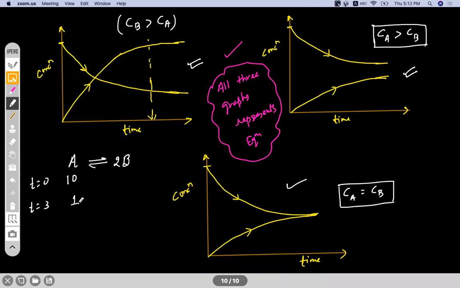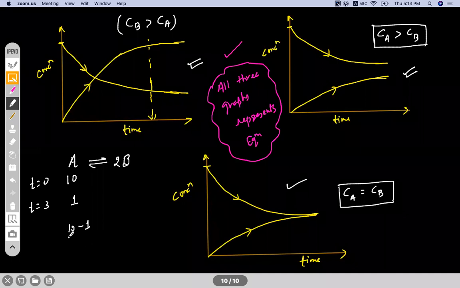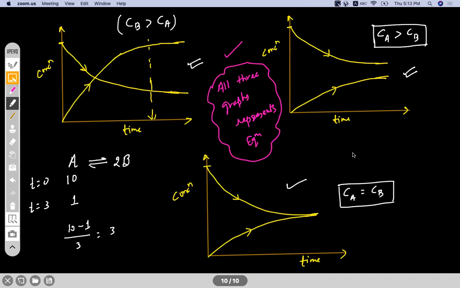See, 10 to 1, what is the change in concentration? 10 minus 1, the change in concentration, divided by the time required to produce this change, which is 3. Fine, 3 you got. Yes, it's correct, no?